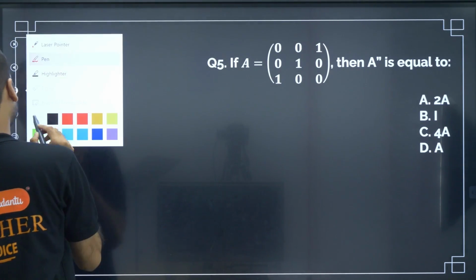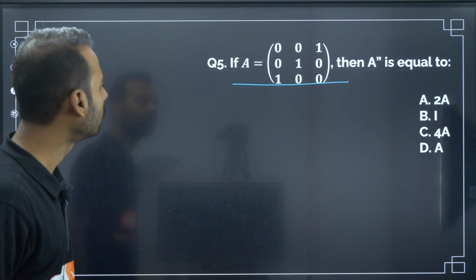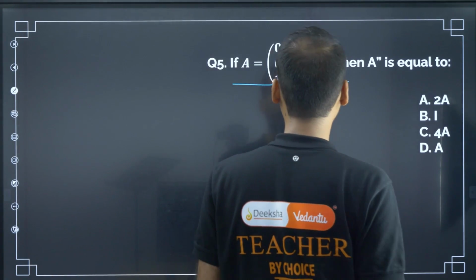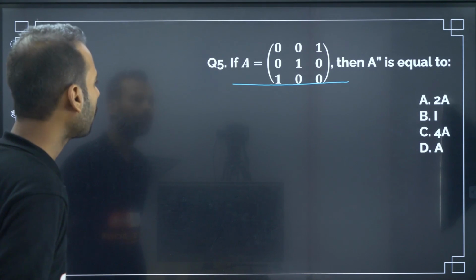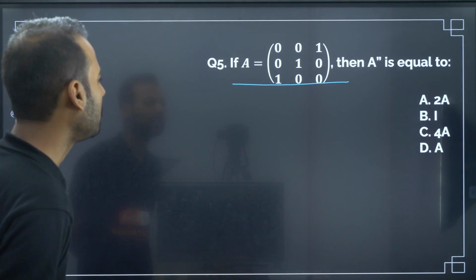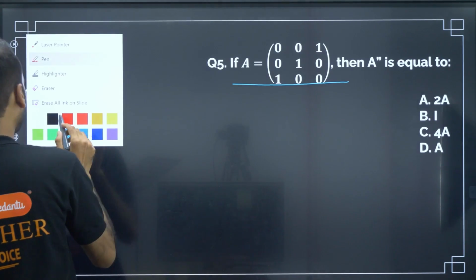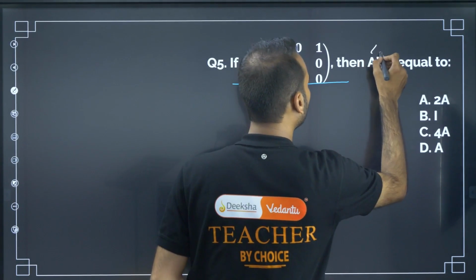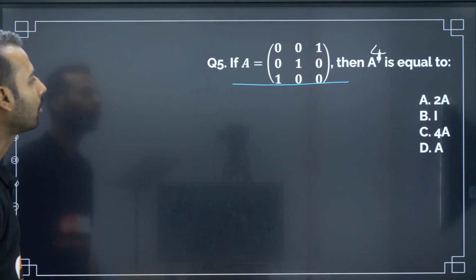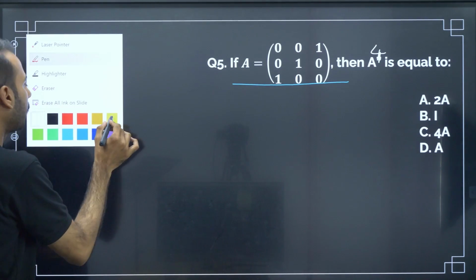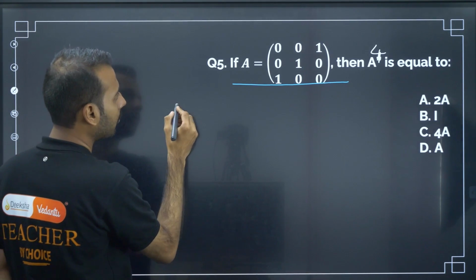If A is equal to some matrix they have given, then A double dash is equal to... If A is equal to 0 0 1, then A double dash is equal to, I think this is not a double dash. In the question there is some mistake. It should be A4 is equal to, A4 is equal to, not A double dash. It is a printing mistake from their side. So A is equal to 0 0 1.